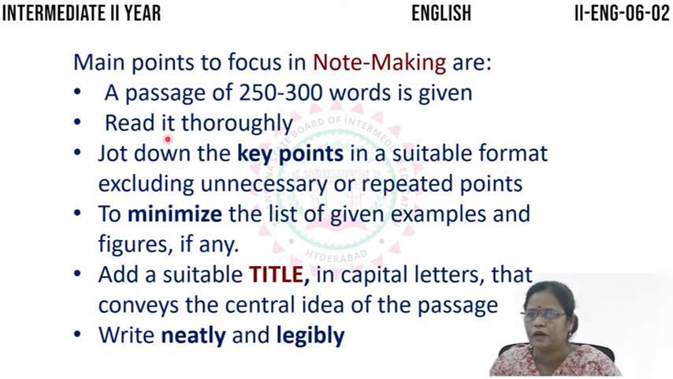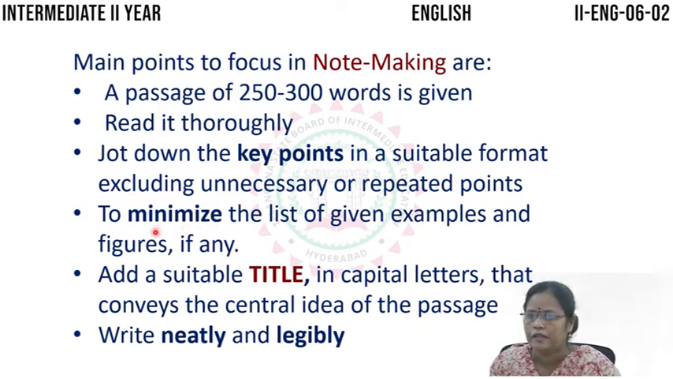So after reading is over, you have to jot down. Jot down means scribble down or write down some of the key points or important points in a suitable format. There are different varieties of how we can make notes. We will come to know in the later slides. And here we have to exclude unnecessary or repeated points. Not so important points are the points which are already repeated. You have to exclude them and note only key points.